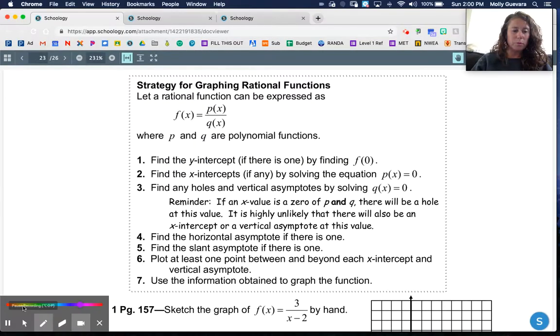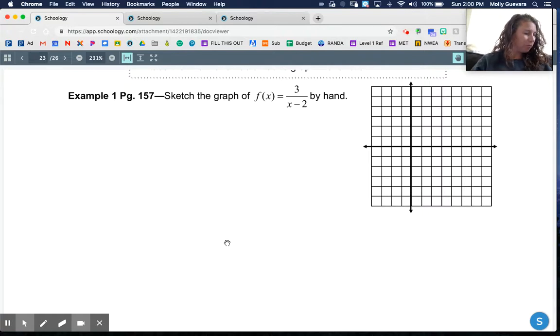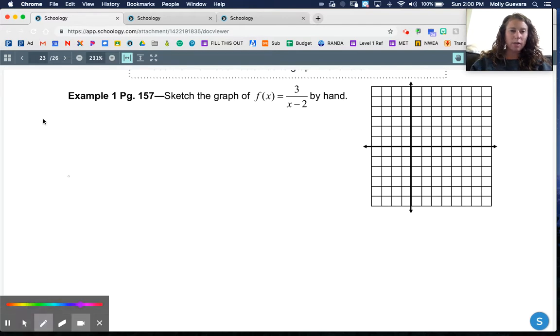So let's just keep scrolling. Basically, it's just a bunch of practice problems today. We've got 6 practice problems of how to graph all of this. So let's just start. It says sketch the graph of f of x equals 3 over x minus 2 by hand.